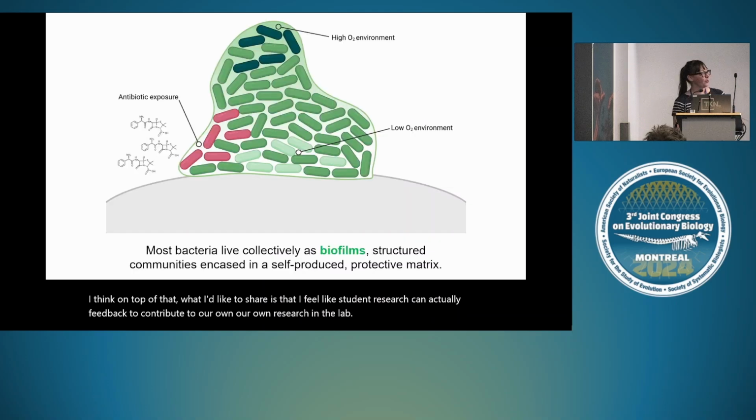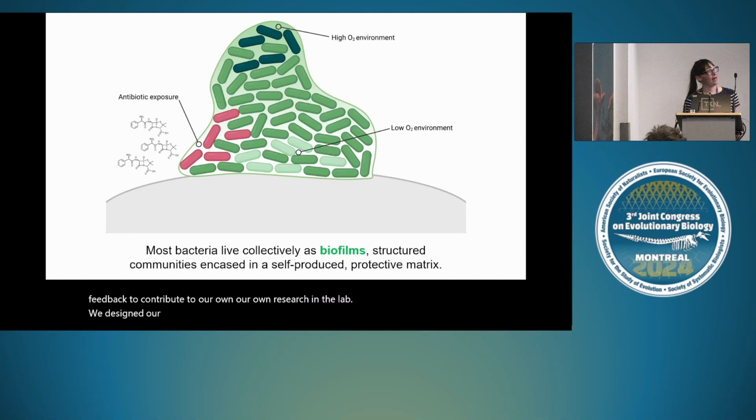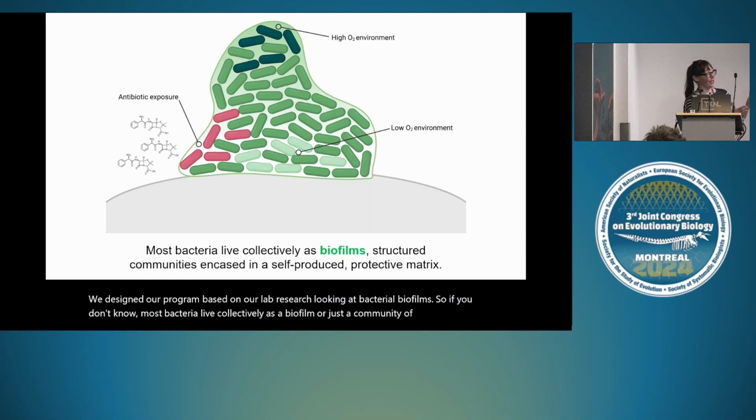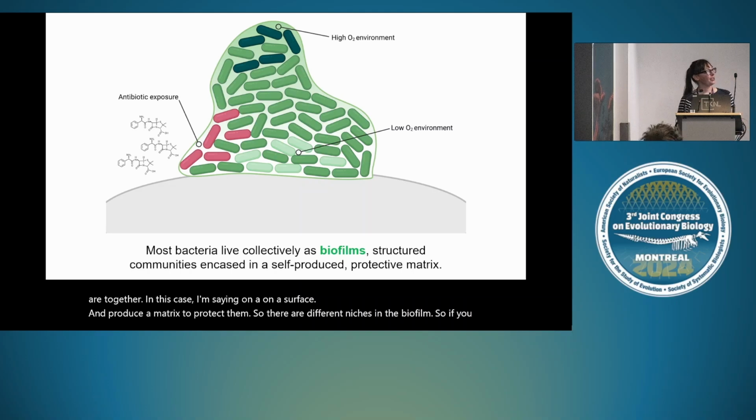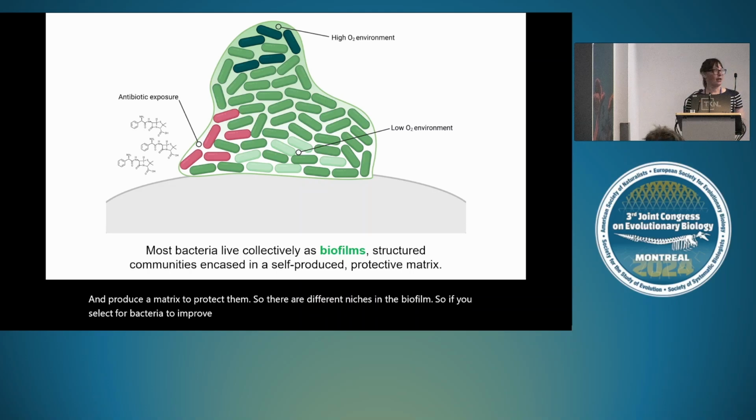We designed our program based on our lab research looking at bacterial biofilms. So if you don't know, most bacteria live collectively as a biofilm, or just a community of bacteria that are together, in this case I'm saying on a surface, and produce a matrix to protect them. So there are different niches in the biofilm. So if you select for bacteria to improve biofilm formation, there are a lot of different areas where they can adapt, and the populations will diversify.